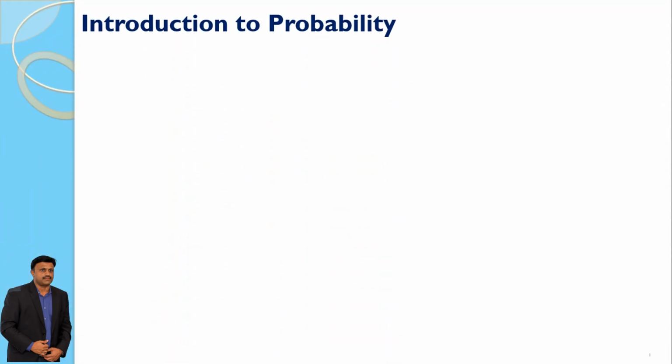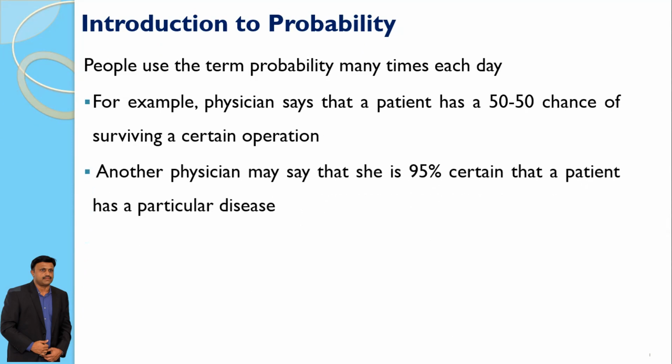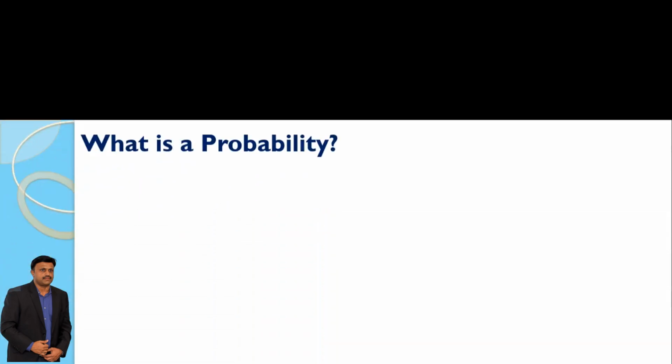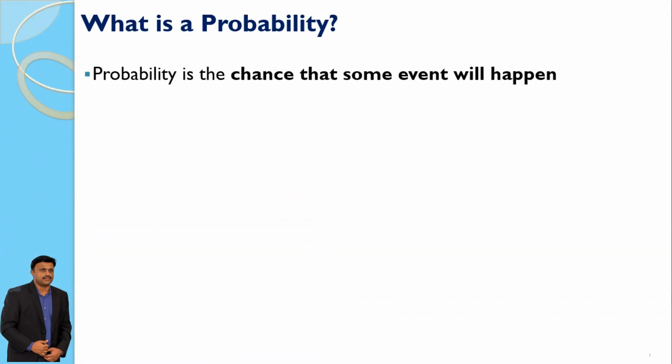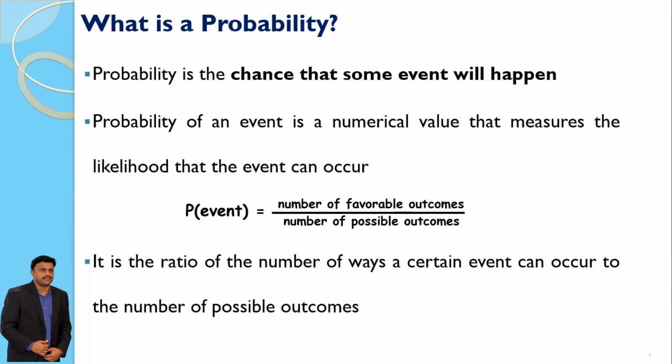Probability is a term we use frequently in our daily lives. For instance, a doctor might say there's a 50-50 chance of surviving an operation, or another might say there's a 95% chance of having a particular disease. Probability is the chance that some event will happen. It is a numerical value that measures the likelihood of an event occurring, calculated as the ratio of favorable outcomes to the total number of possible outcomes.